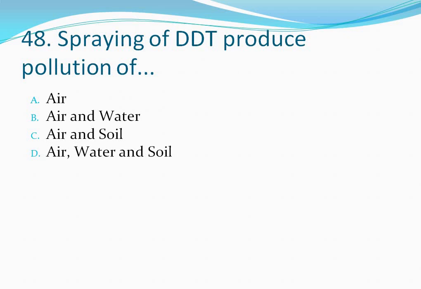Question number 48. Spraying of DDT produce pollution of, your options are option A, air. Option B, air and water. Option C, air and soil. Option D, air, water and soil. Spraying of DDT produce pollution of air, water and soil. So the correct answer is option D. Let's move to the next question.